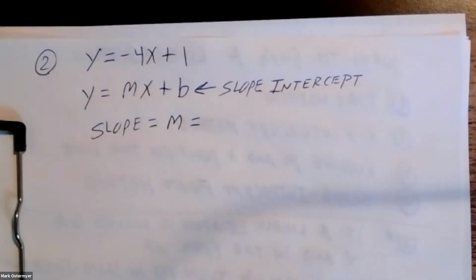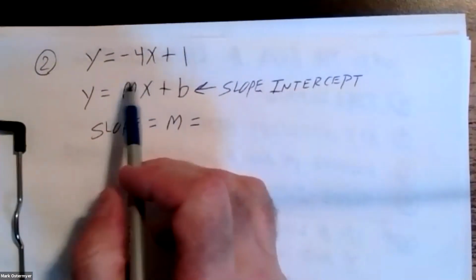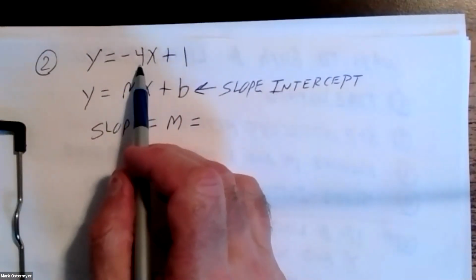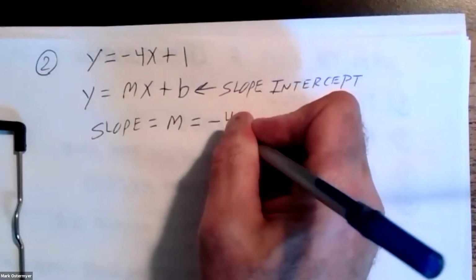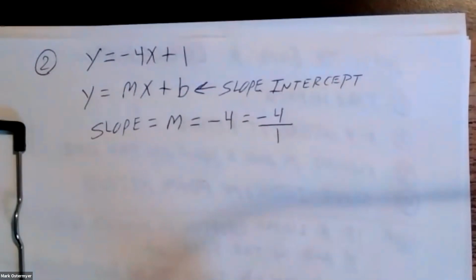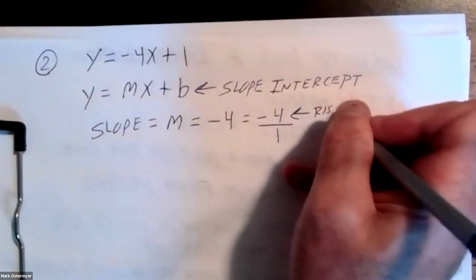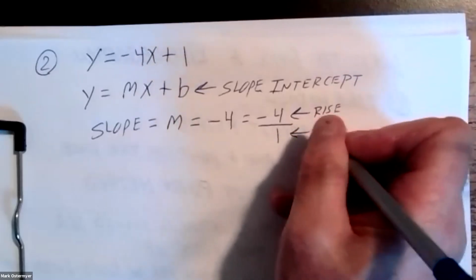Don't include the variable. The slope is just the number being multiplied by x. So it's -4. So the slope is -4, or -4 over 1. That's the slope of that line. The rise is -4. The run is +1.